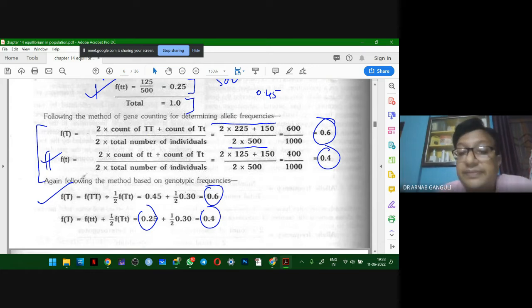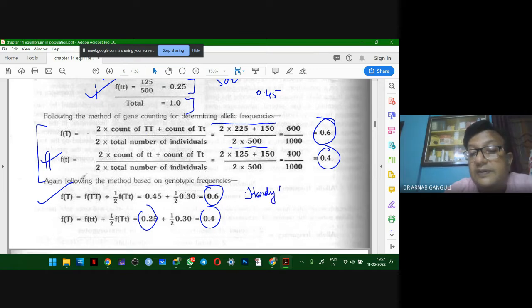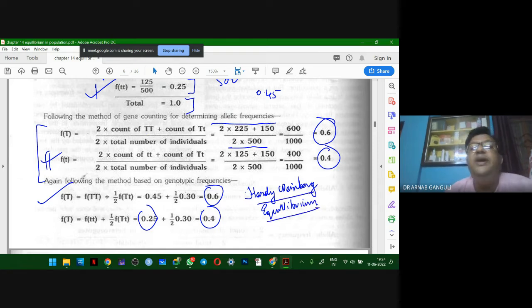Clear? Yes? No? Yes, sir. Okay. When this is clear, now we will move on to the principle of Hardy-Weinberg equilibrium. Right now, we have learned the basics of how to calculate allelic frequency and genotypic frequency. We understood what is allelic frequency and what is genotype frequency. Now, we will understand the laws.